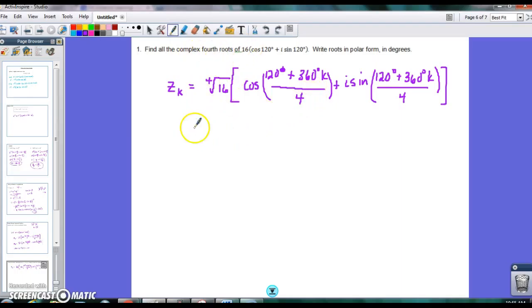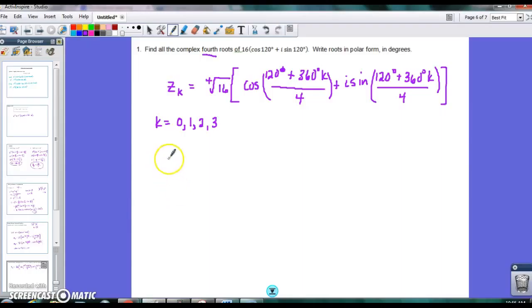And because I'm looking for the fourth roots, I'm going to do this for k is 0, 1, 2, and 3. k always starts at 0. So you're doing this for k equals 0, 1, 2, and 3 because it's the fourth root that I'm looking for. So that 4 comes into play here when you're taking the fourth root. It comes into play here as the denominators, and then it comes into play here because it's the fourth root, so I have 4 values here. Okay? So that is your setup.